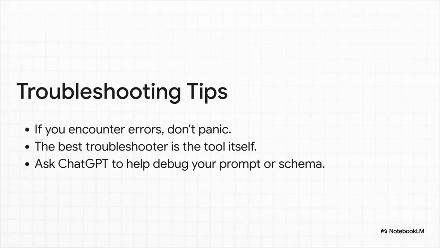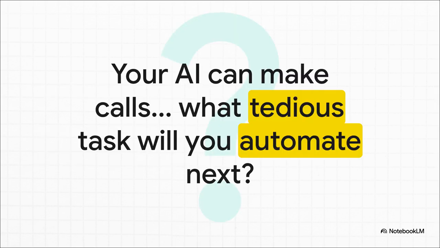So what happens if you hit an error? Maybe something doesn't connect right away. First, don't panic. Honestly, the best troubleshooter you have is the AI itself. You can literally describe the problem to your custom GPT and ask it for help. Say something like, hey, I'm getting an error with the schema, and it can actually help you debug its own setup. It's kind of wild. And there you have it. Your very own personal AI calling assistant is ready to go.